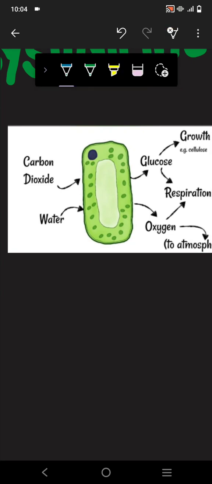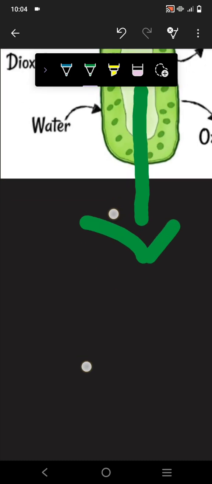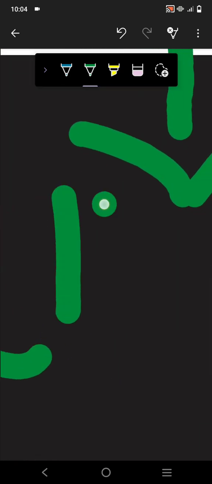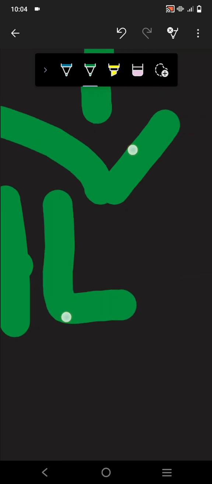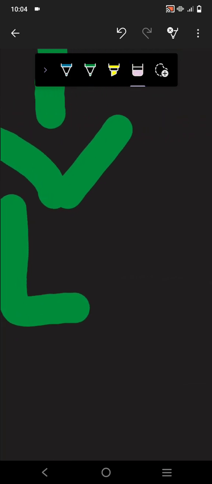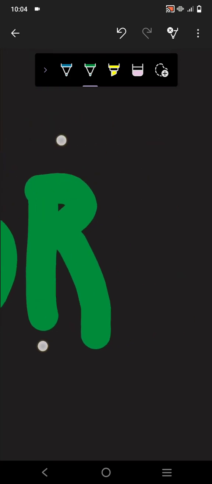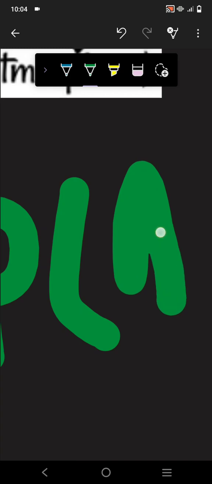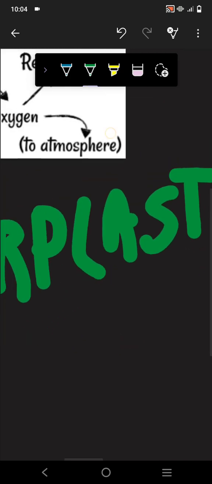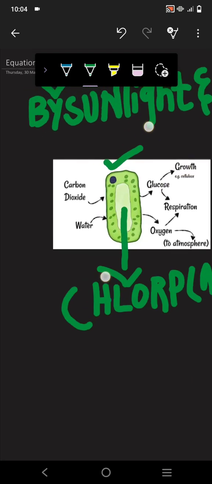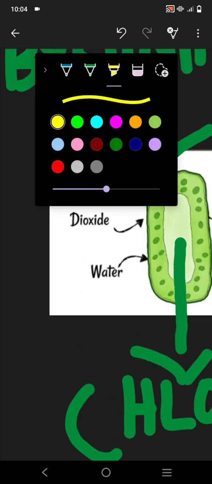So now we will be having a look at the picture. I'm going to share the picture over here. As you can see, this is the plant cell, and here this is the chloroplast. Yes, this cell is the chloroplast. Let me write chloroplast.